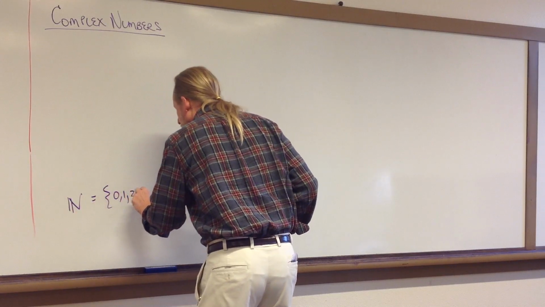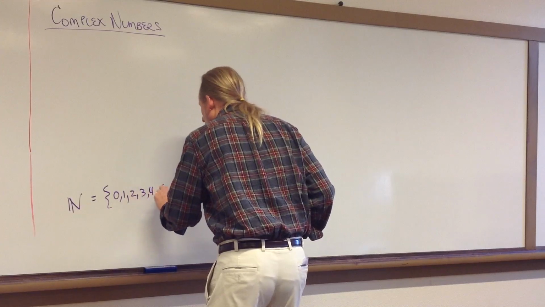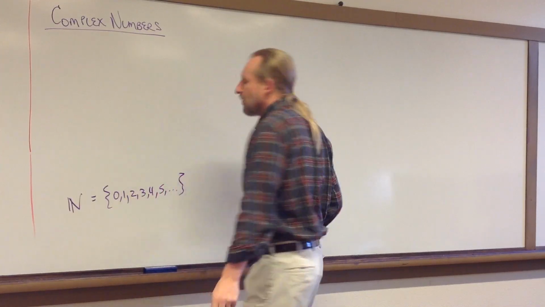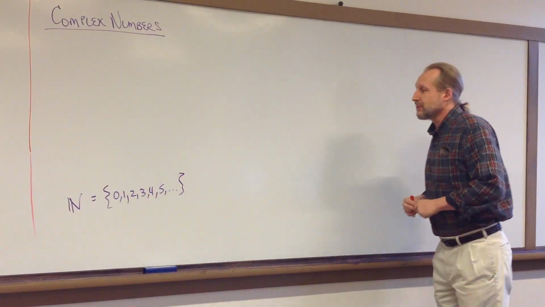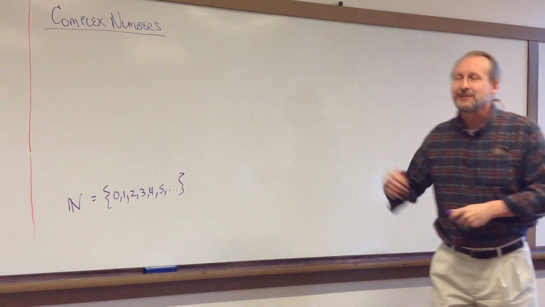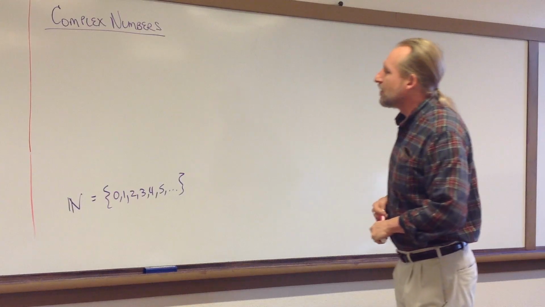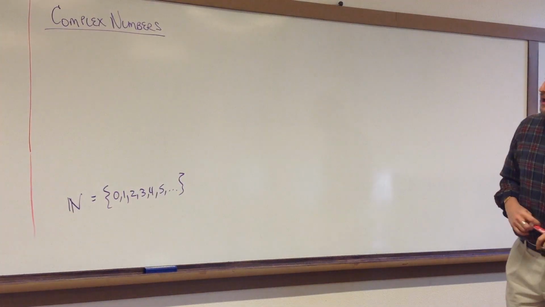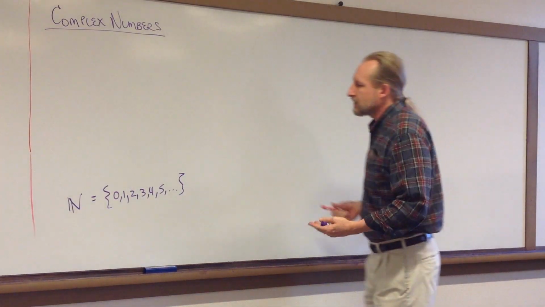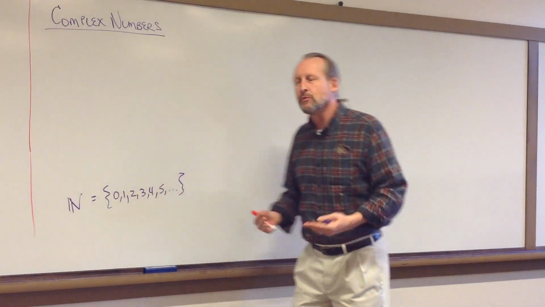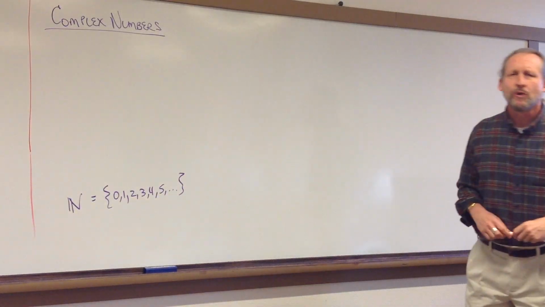Some people include 0, some people don't, and some people just like to argue about whether or not 0 is included in there. I'm going to include 0. If you don't want to, you don't have to. So the natural numbers are the counting numbers. They're the positive whole numbers that we're familiar with. These are the most basic form of numbers.